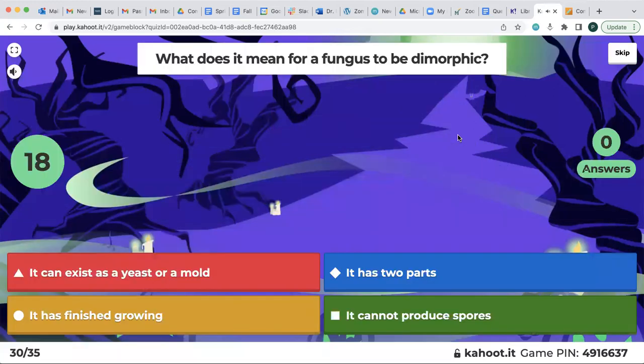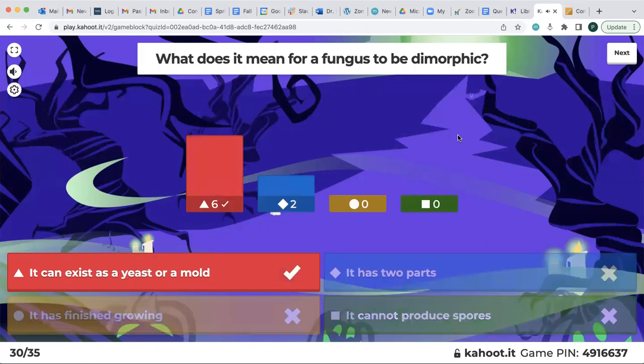What does it mean for a fungus to be dimorphic? Yep, it can exist as yeast or a mold. It can be unicellular or multicellular. Yeasts are unicellular fungi. Molds are multicellular fungi.